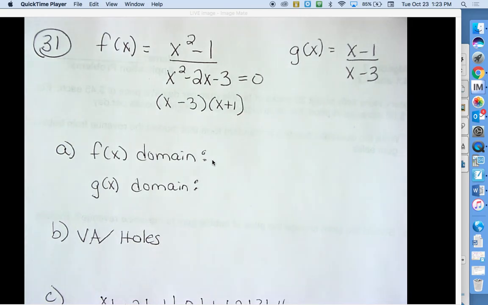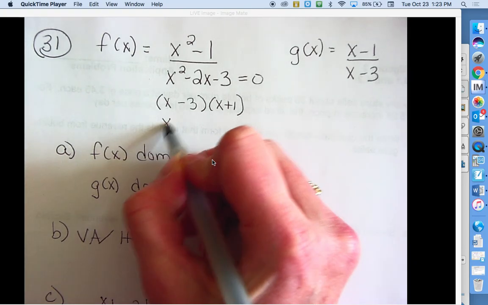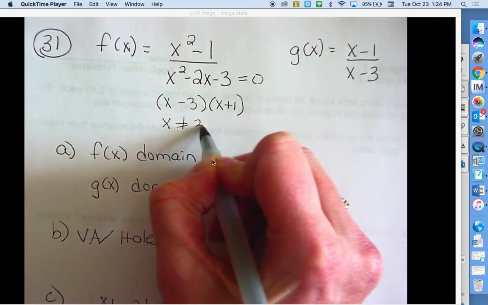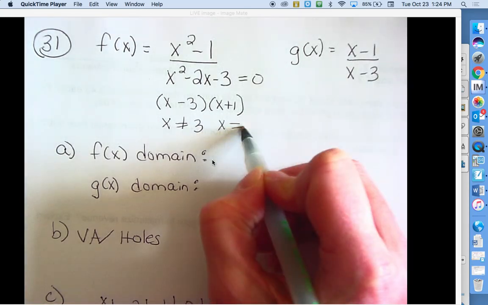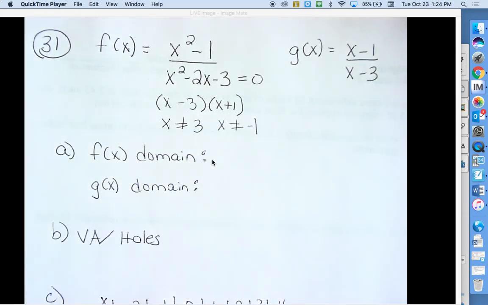Or using completing the square, or the quadratic formula, or synthetic division. We now really have a whole bunch of different ways to solve for x. So in this case, we know that x is not allowed to be 3 because it makes the denominator undefined. And it's also not allowed to be negative 1 because, again, that makes the denominator undefined.